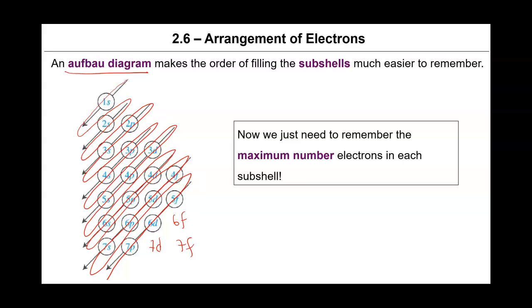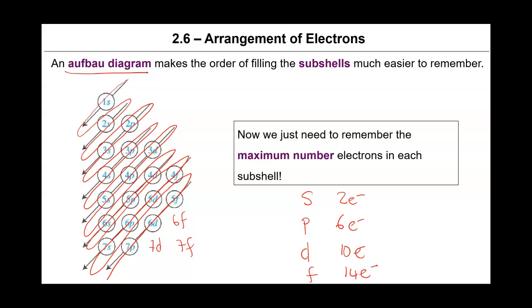So in addition to knowing the Aufbau diagram, you also will need to know the maximum number of electrons in each type of subshell. So for an s, that is 2 electrons. For a p, that is 6 electrons. For a d, that is 10 electrons. And for an f, that is 14 electrons.